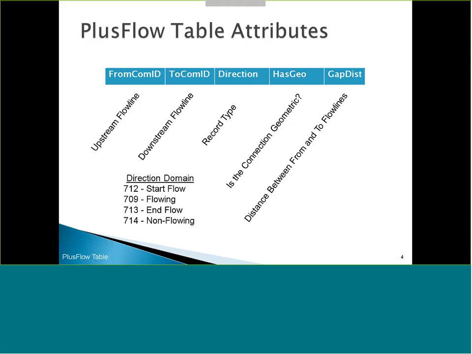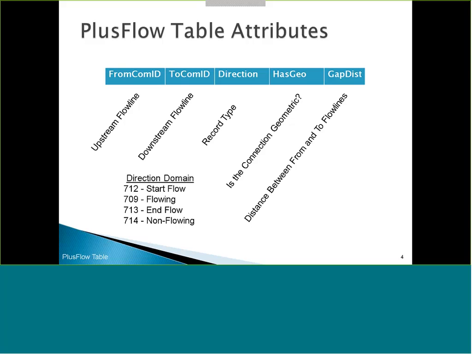The 4 record types: a start flow is a 712 record type. So every headwater has a 712 record in the table. A flowing record is a 709. So when flow line A, stream river A, flows to stream river B, that's a 709 record. When you come to the end of the network, every terminus has a record, and it's a 713.